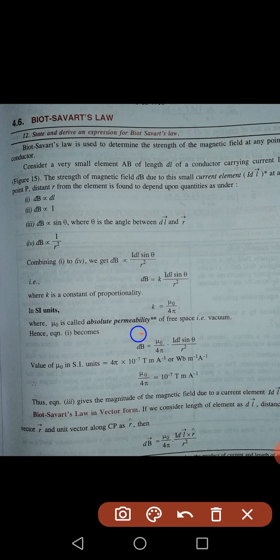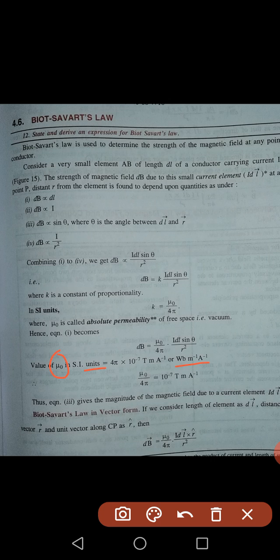Okay, that means B in the medium. Anyways, so this is the formula that we got from Biot-Savart's law. Another thing, the value of mu naught. The value of mu naught in SI unit is 4 pi into 10 to the power minus 7. Unit is Tesla meter per ampere, or it is also given as Weber per meter per ampere.